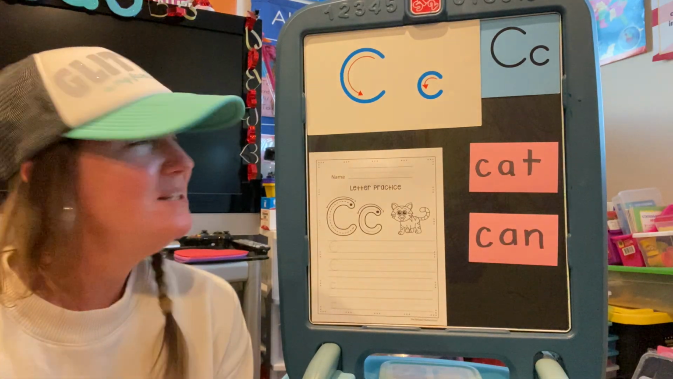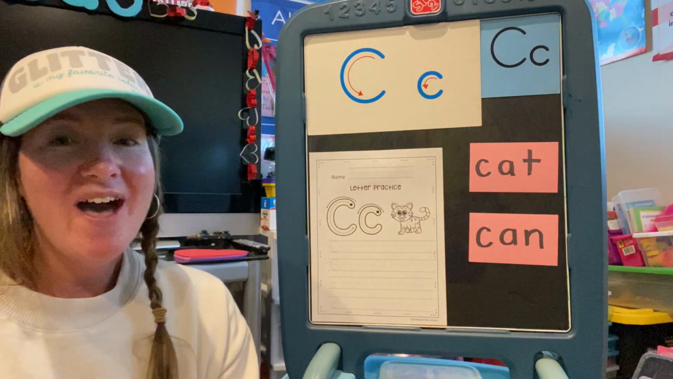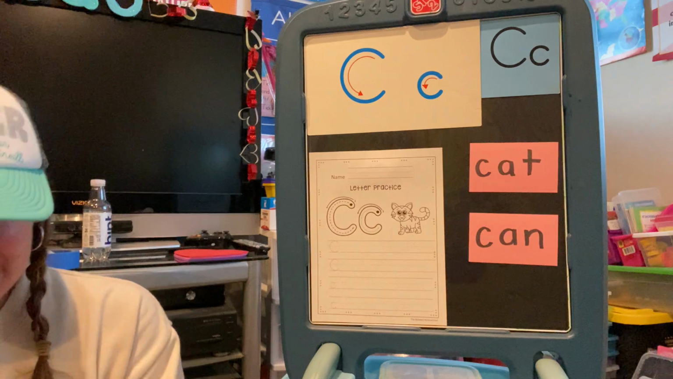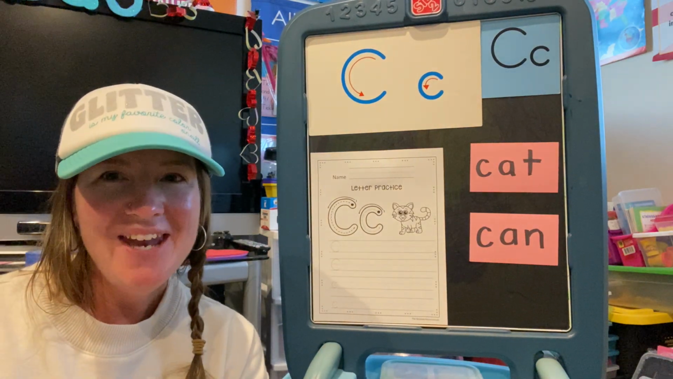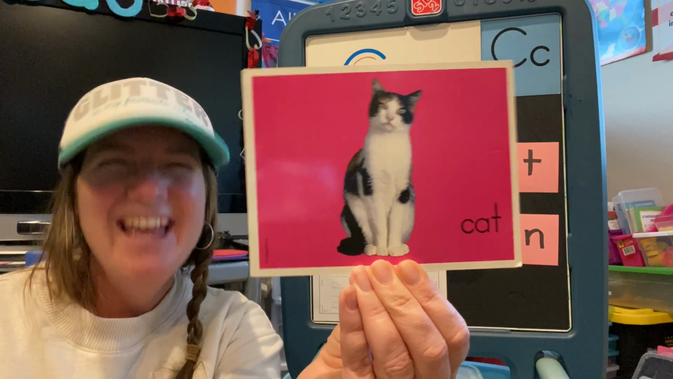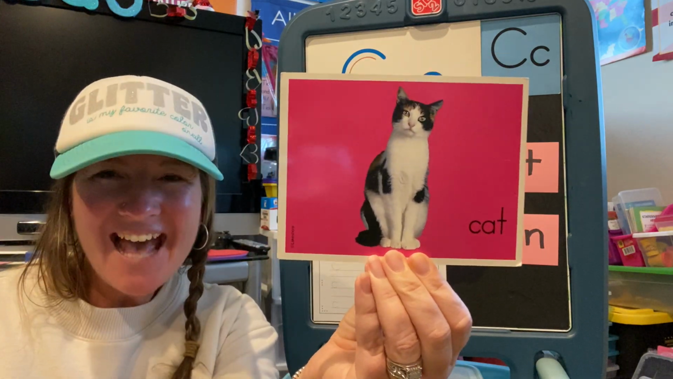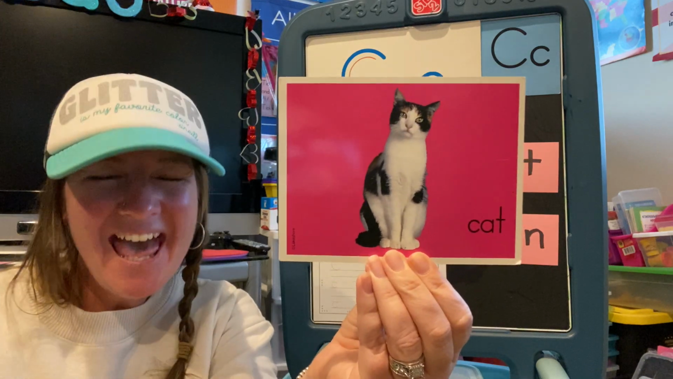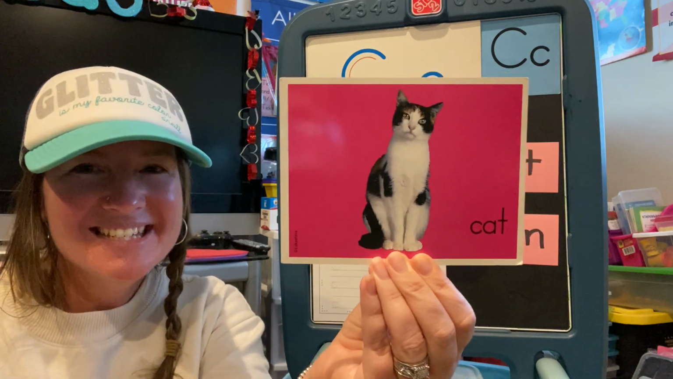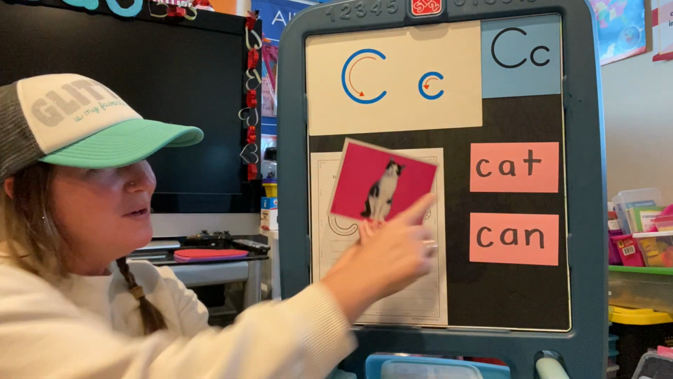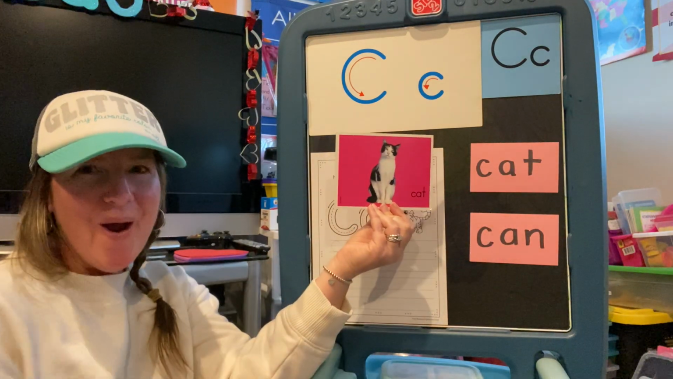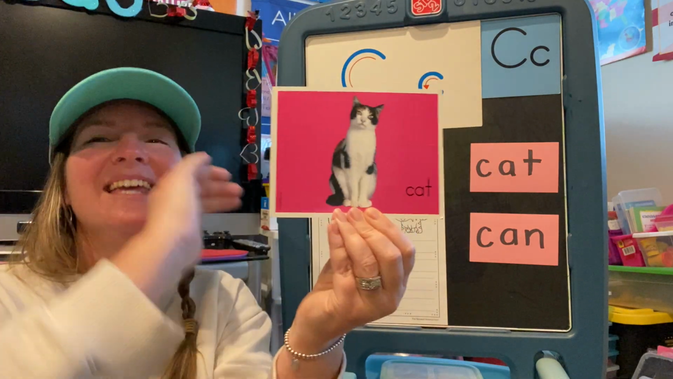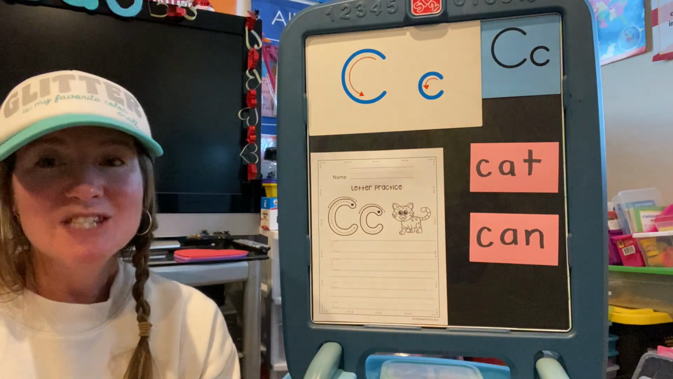All right, capital C and lowercase c. Now I have 4 different objects right here that start with the letter C. When I hold it up, please shout it out if you know it. Cat, cat, cat. Cat starts with the letter C. And yes, the word cat, you might have seen it right over here. We're going to come back to those in a few minutes. Say cat. Cat. Good job. Here's our next vocabulary word.